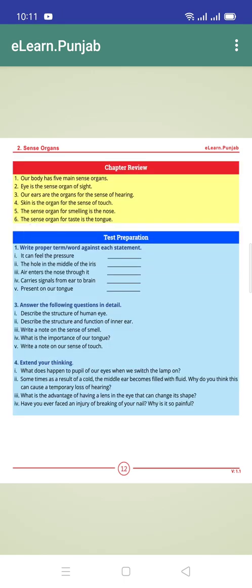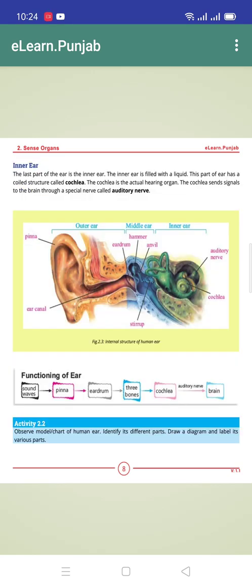Then comes the question: describe the structure and functioning of the inner ear. Then open the book, page 19, and there you will see the inner ear heading. Write from the last part of the ear is the inner ear until the auditory nerve. Write its functioning also and draw its diagram also, and then you will end up with a long question.